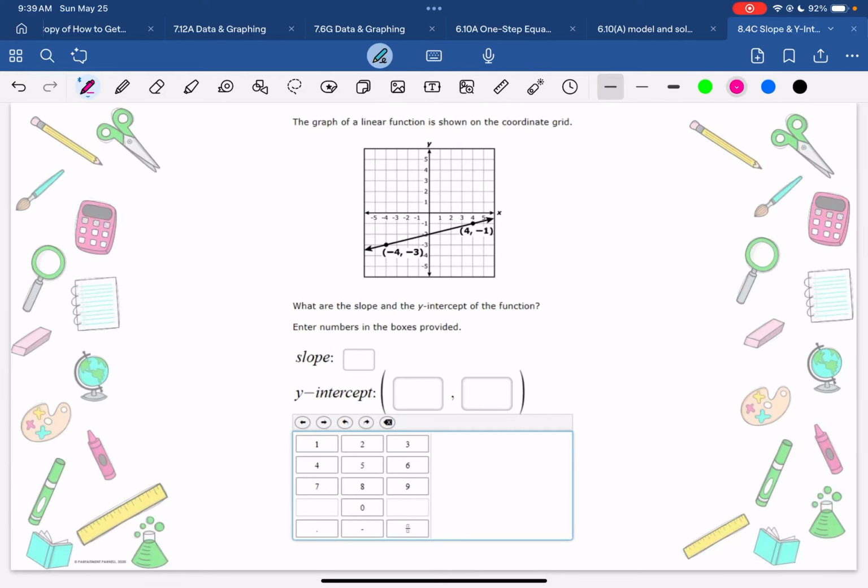Hey, welcome back, guys. Here's another video on finding slope and y-intercept. The first example will be finding it from a graph, and the second example will come from a table.